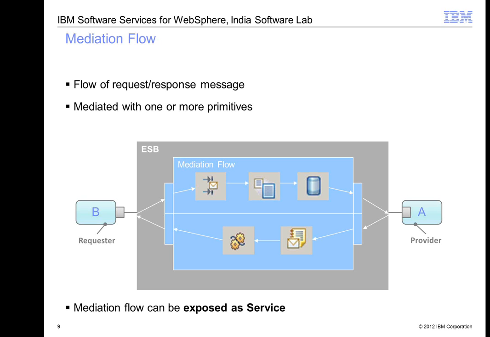The important thing to note here is that the mediation flow itself can be exposed as a service. In other words, B, instead of calling application A's service, is actually going to call the ESB, or in other words, B is going to call the service exposed by the mediation flow. And the benefit is that the mediation flow can bridge all the gaps between B and A before getting the data from the application A.